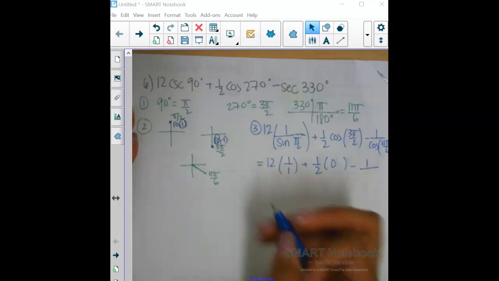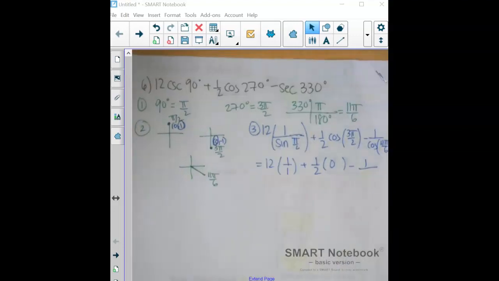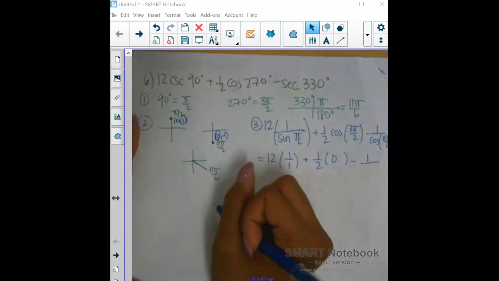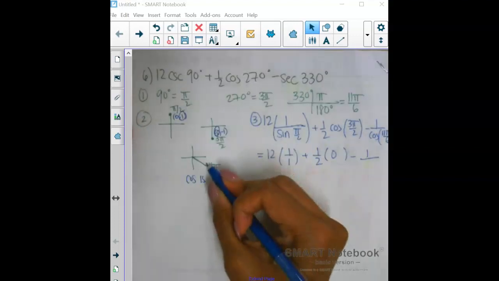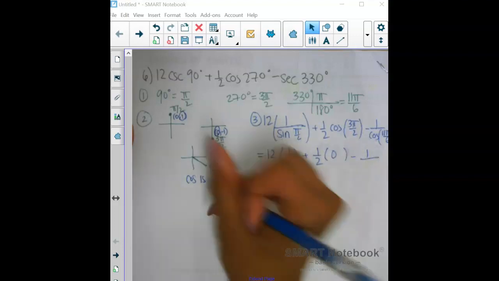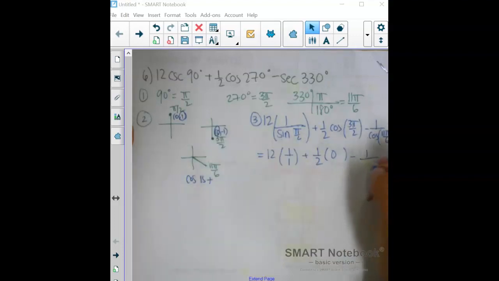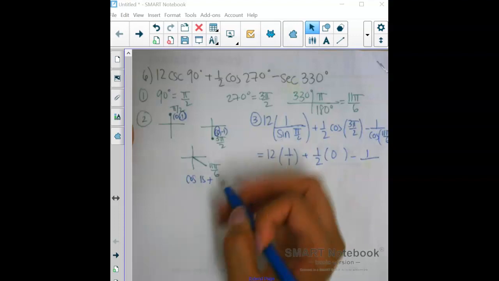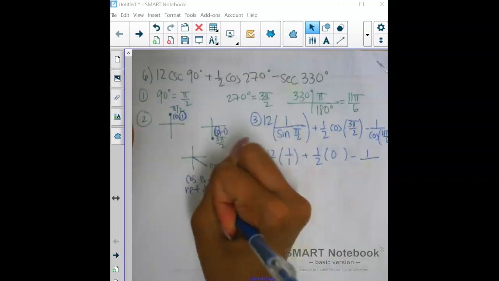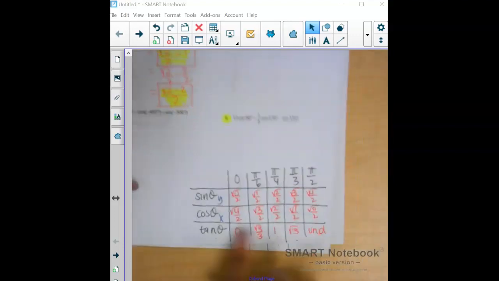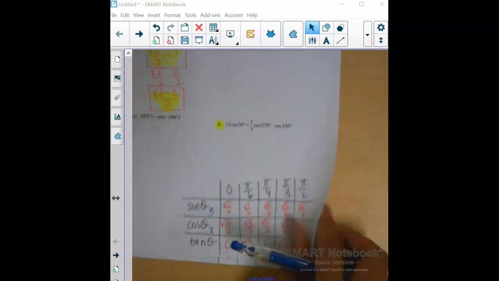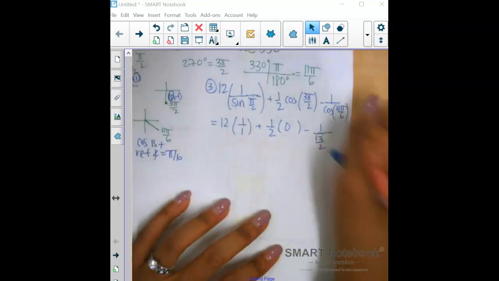Okay, for 11 pi over 6, we need to do two things. We need to determine what sign cosine is going to have in that quadrant and what the actual value is supposed to be. In quadrant 4, is cosine positive or negative? Positive. So I know my answer is going to be positive down here. And then for 11 pi over 6, what's the reference angle? On the first side of my page, I need cosine of pi over 6, which is square root of 3 over 2. That's the value I'm going to use.